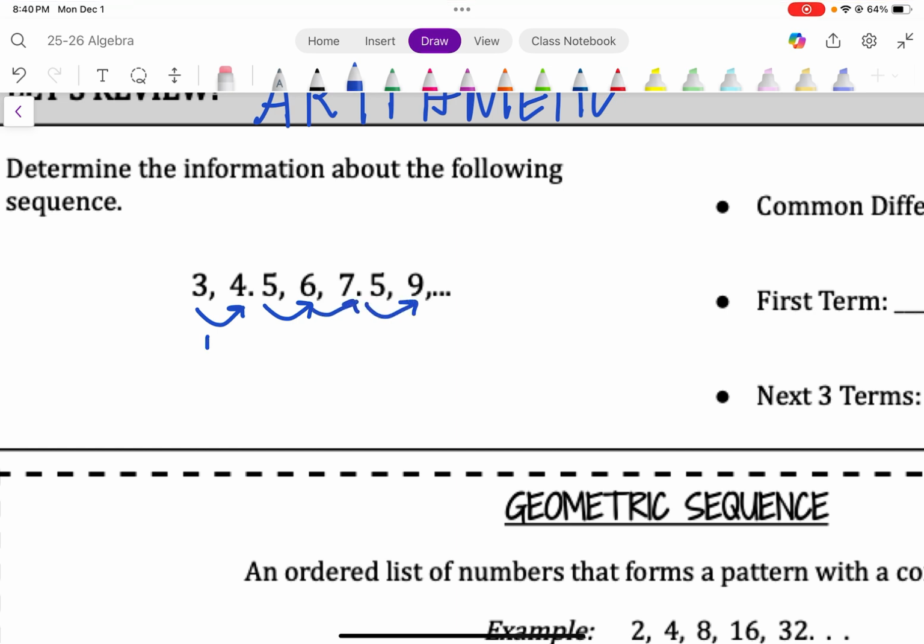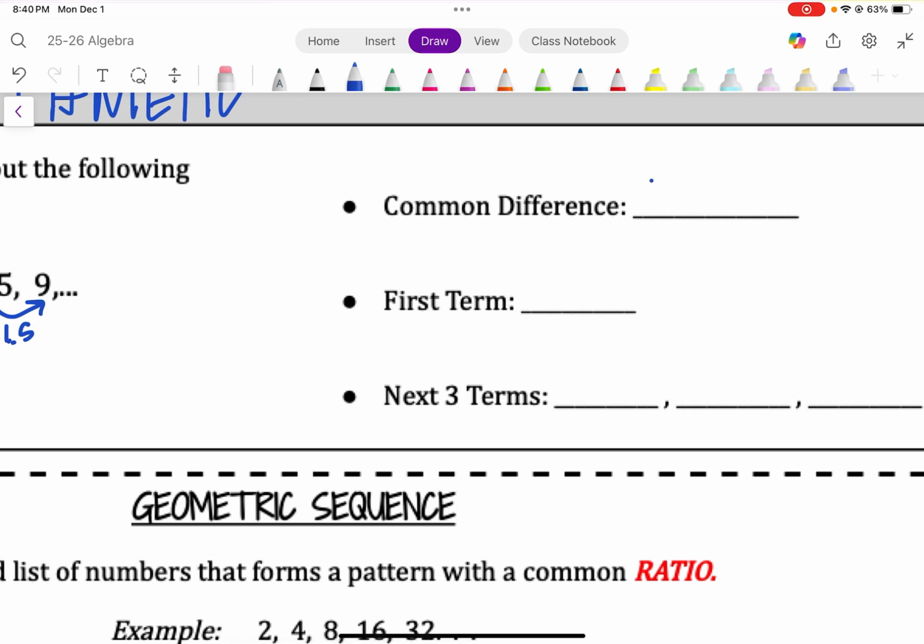So how did we go from 3 to 4.5, 4.5 to 5, we added 1.5. 4.5 to 6, we're adding 1.5. Every time we are adding 1.5. So that's what we called our common difference.